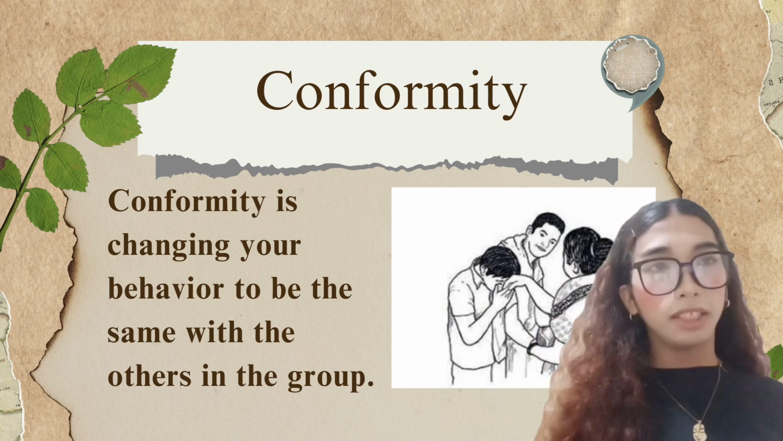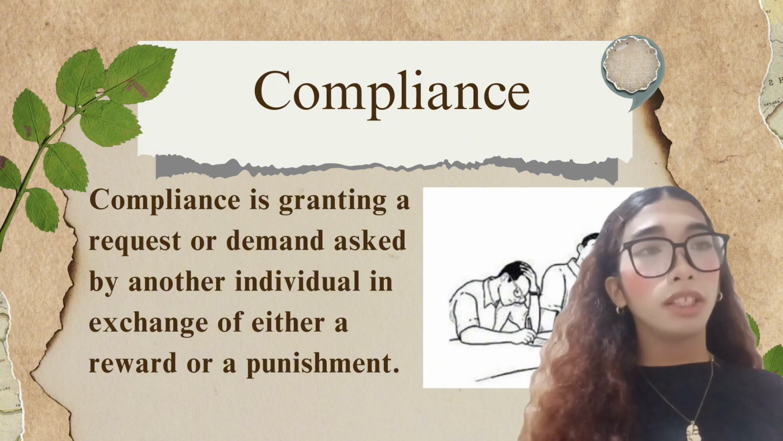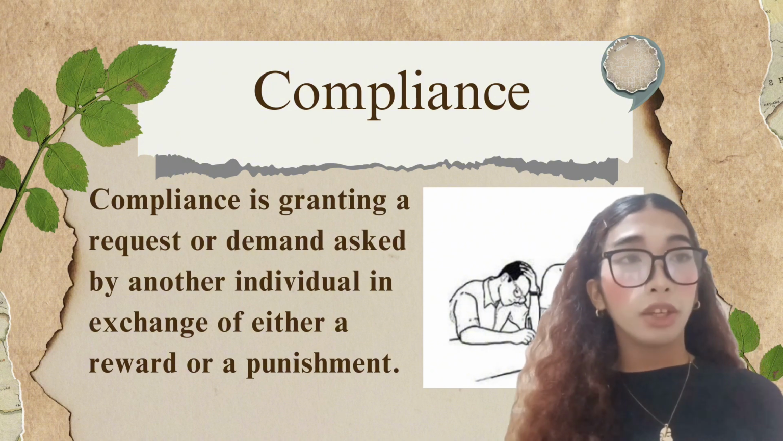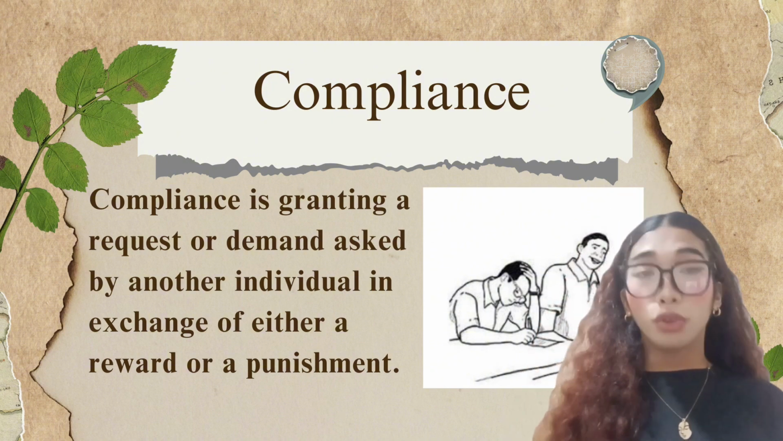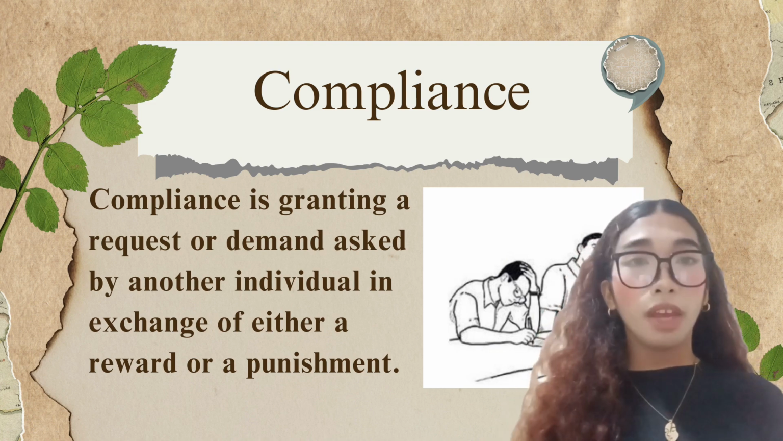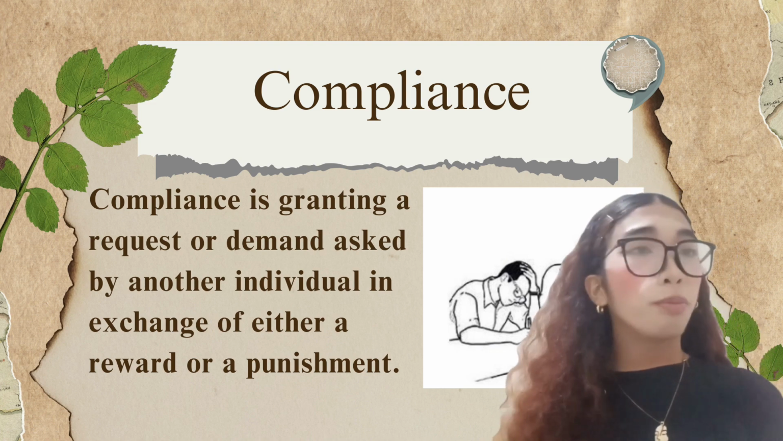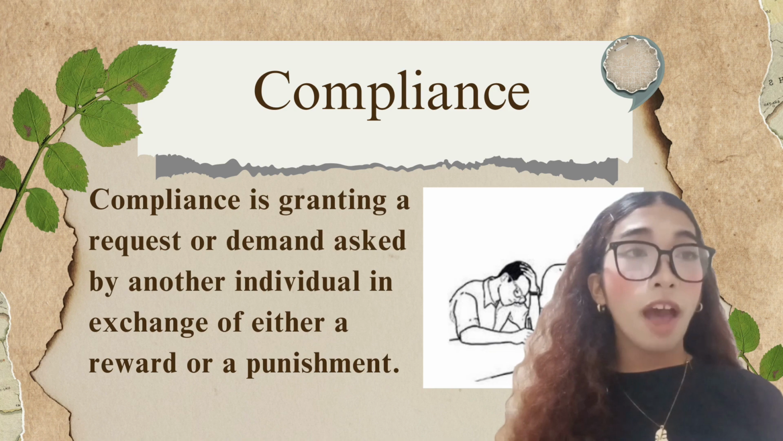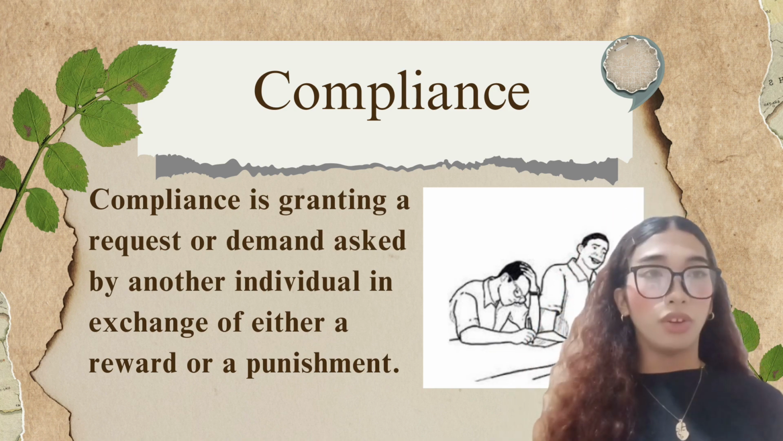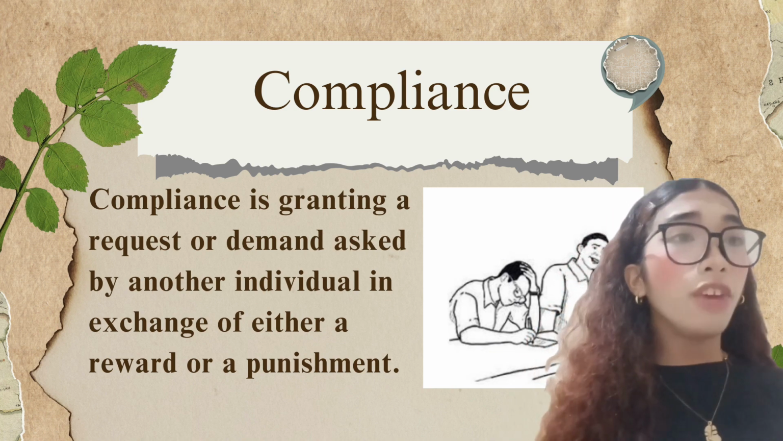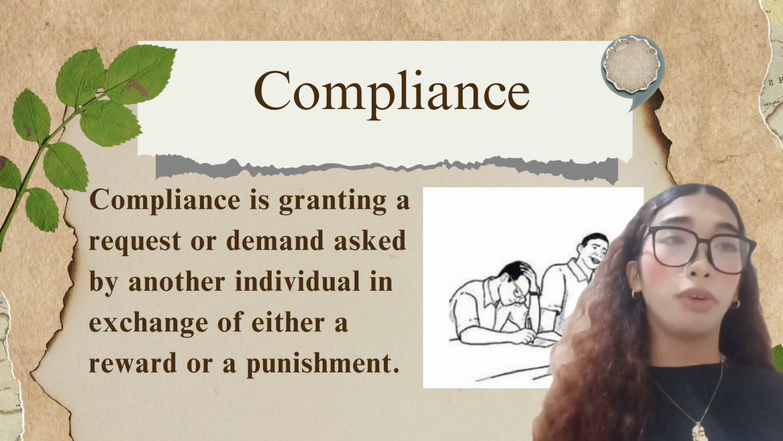And the next one to discuss is compliance. The meaning of this involves going along with the request or direction from another person or group, even if one does not necessarily agree with it. An example of compliance is when someone agrees to buy a product after being persuaded by a famous person, even if they didn't originally intend to make the purchase.